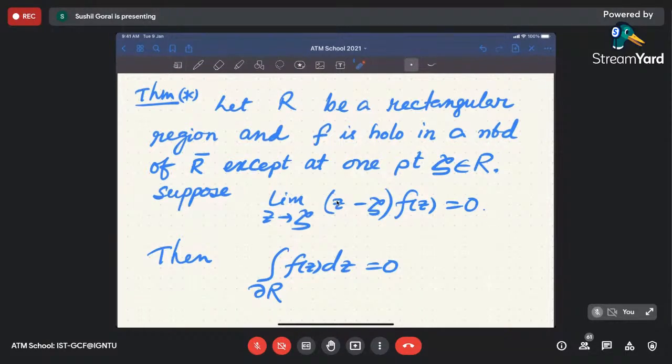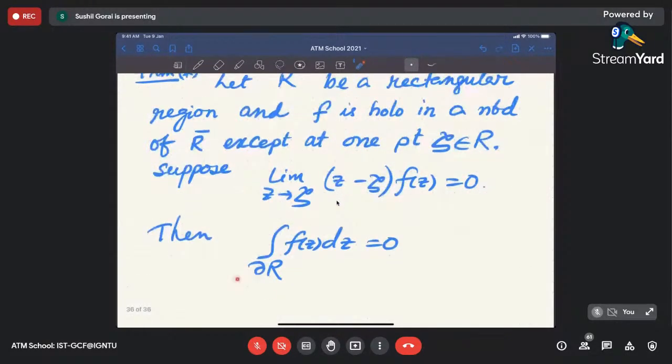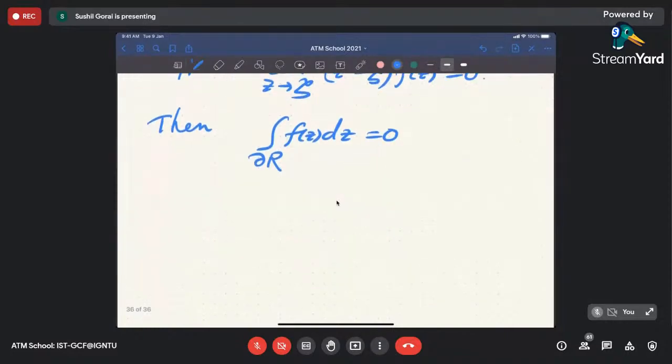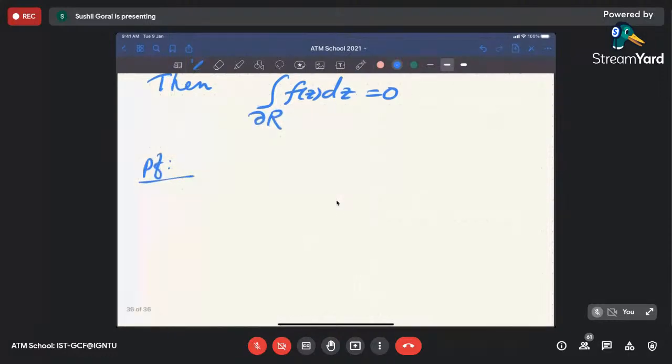So this is the basic one. Here I show the integral is 0 using a rectangle, but you can do it with a triangle also. And that gives you, later on, holomorphicity by Morera's theorem. All right. So let us look at a brief proof of this one. The proof is not very difficult.